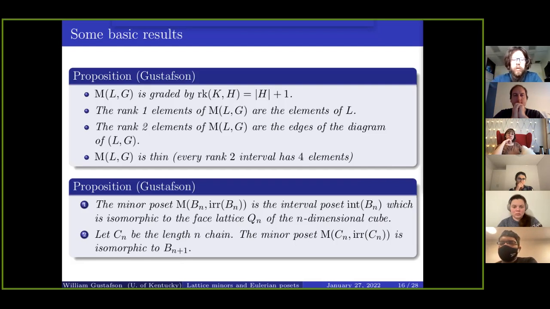Okay, so next I want to move on and talk about the zip construction for minor posets. And to set up a little bit of background. So let's do that.